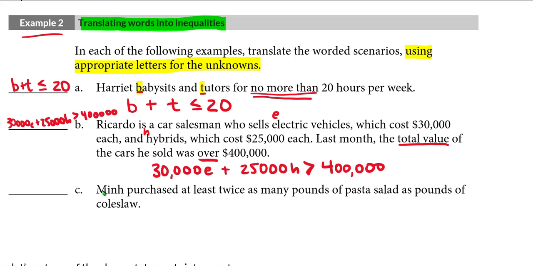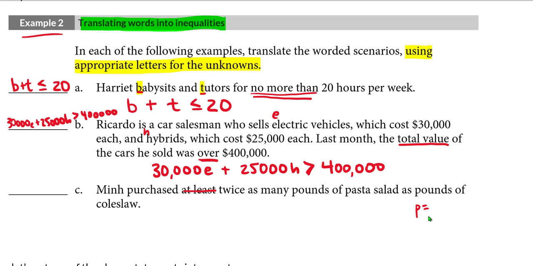The third example here, example 2C, is definitely the trickiest one of the bunch. The wording here definitely can throw students for a loop, the at least, the twice as many. So first things first, I'm going to think of this as an is scenario. I'm not going to think of this as an at least scenario. I'm just going to say Min purchased twice as many pounds of pasta as pounds of coleslaw. Now even that statement can be a little bit tricky, so one of the things you can do to help your mind out here is plug in numbers to help you see what the relationship is.